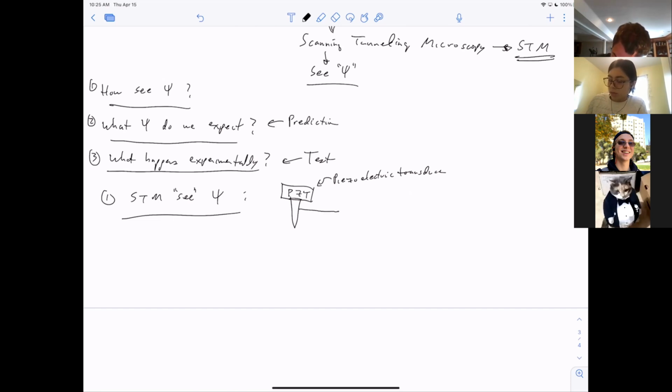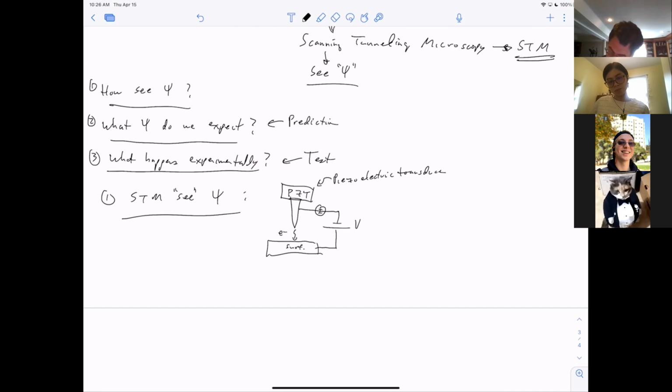But if I put a voltage on the tip, and if I take a surface here, then I can pass current from the tip into the surface. Okay, and this current I can measure because I have an ammeter. I can measure the current. It's easy to measure current. Ammeters are cheap and easy to use.